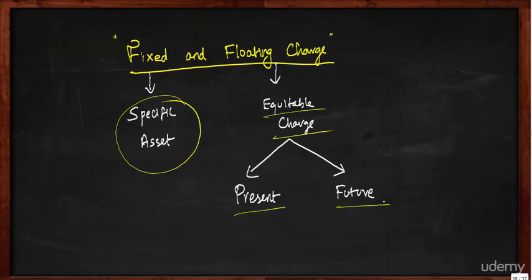Whereas in case of floating charge, it's only an equitable charge, that is on both the present as well as the future assets. And the floating charge will become fixed when the buyer is not in a position to pay, so that the bank takes up the enforcement. When the bank takes up the enforcement of securities, the floating charge would become a fixed charge.